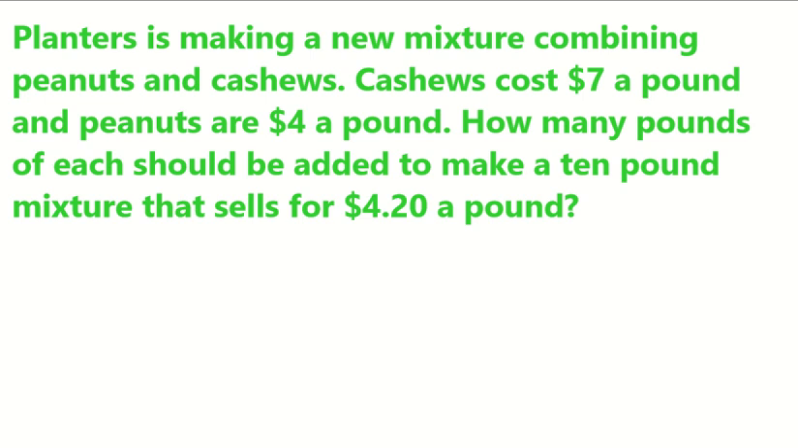All right, one of our mixture type problems, right? We got planters making a mixture with peanuts and cashews. Cashews cost $7 a pound. Peanuts are $4 a pound. How many pounds of each should be added to make a 10-pound mixture that sells for $4.20 a pound? Go ahead, give it a try.